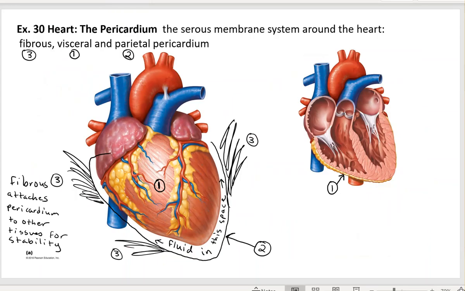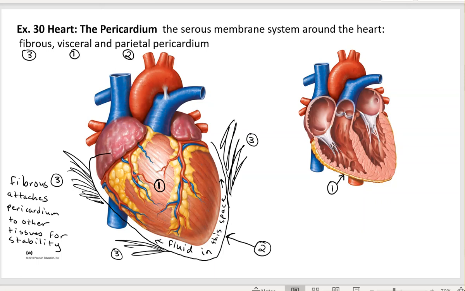The heart is wrapped in a serous membrane system called the pericardium. So remember, we have a parietal membrane that will line the cavity, then we'll have a visceral membrane that will cover the organ, and there will be fluid in between to reduce friction.